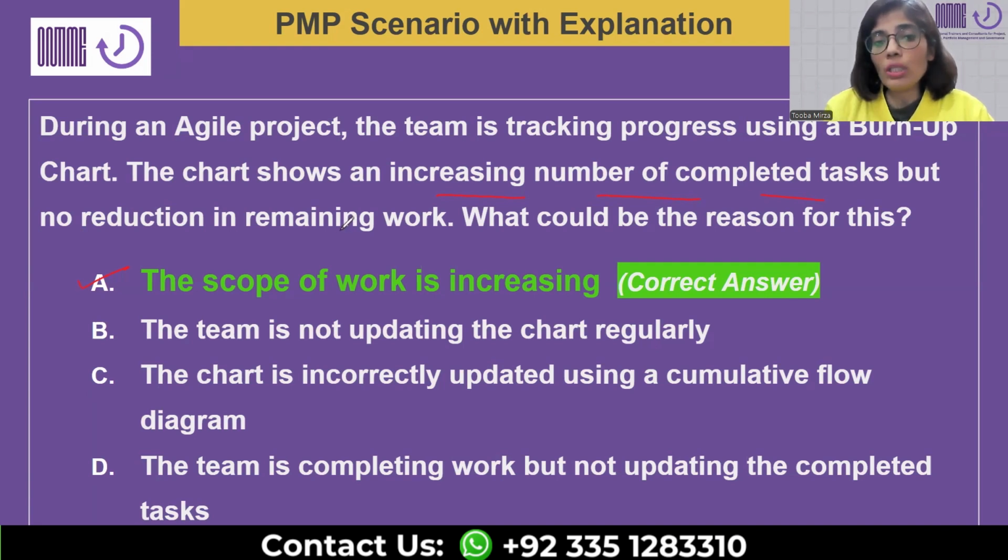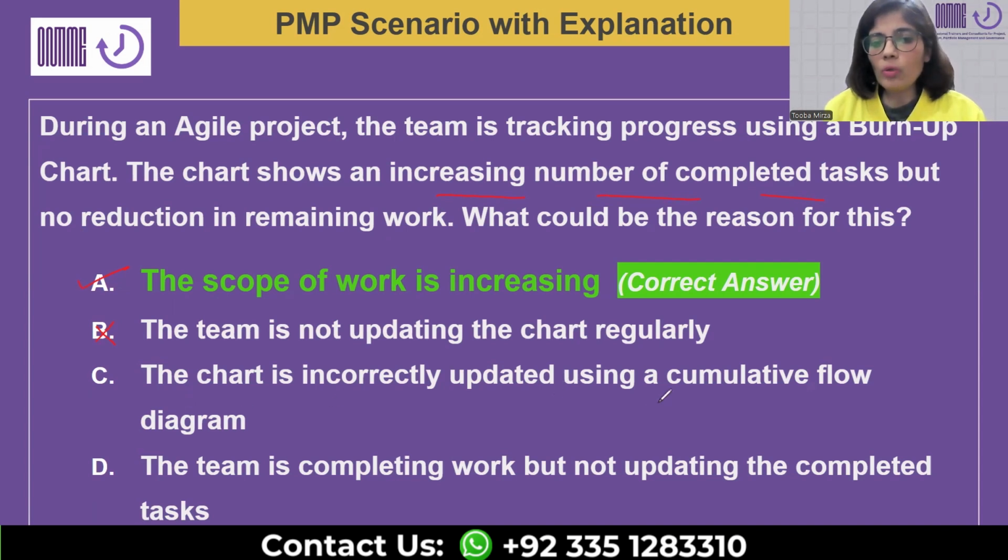The question is actually about why the remaining work is not being reduced, right? So it's about the other aspect of the burn-up chart. There are 3 aspects that we have talked about: the overall scope of work, the actualized work or the performance of the team, and the ideal line, the agreed upon line with which your performance is being tracked. So it's not correct.